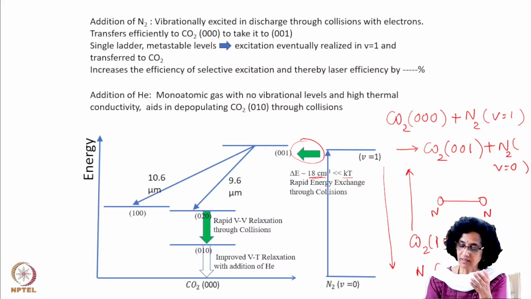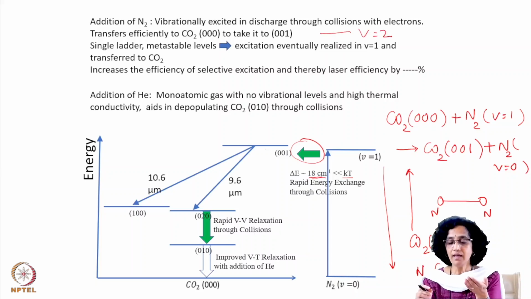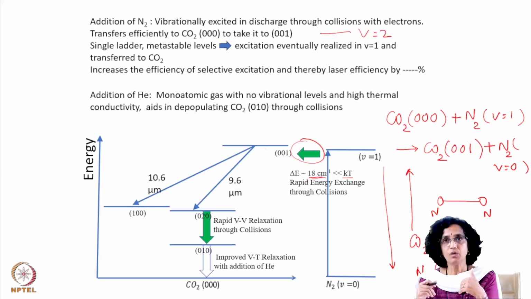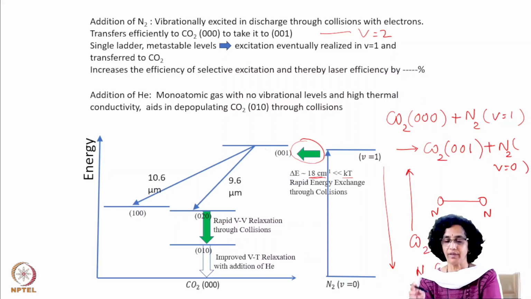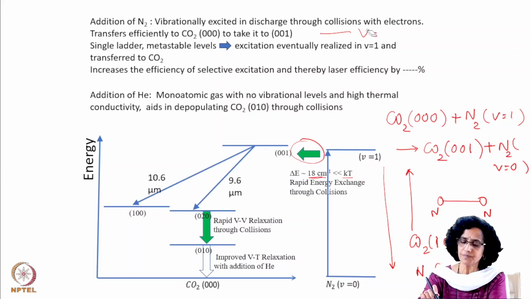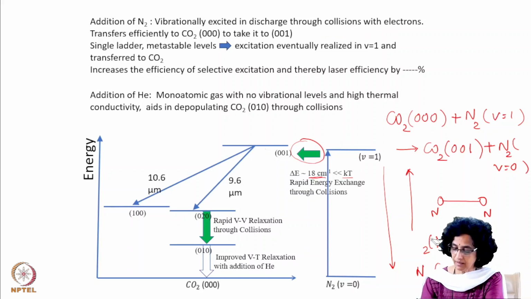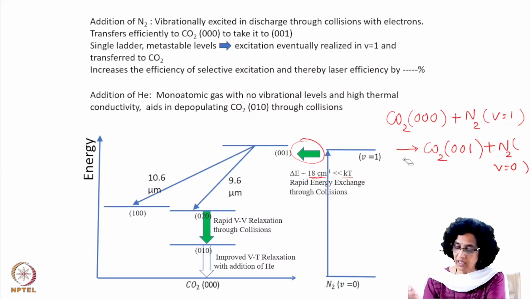So the molecules which come to V equal to 1 or which come to say V equal to 2 cannot come down radiatively. Means they cannot give out vibrational photons and come down radiatively. Therefore, these levels are metastable levels, meaning they are very long-lived levels, because radiative transitions, their lifetimes are very large, radiative transitions are not allowed.